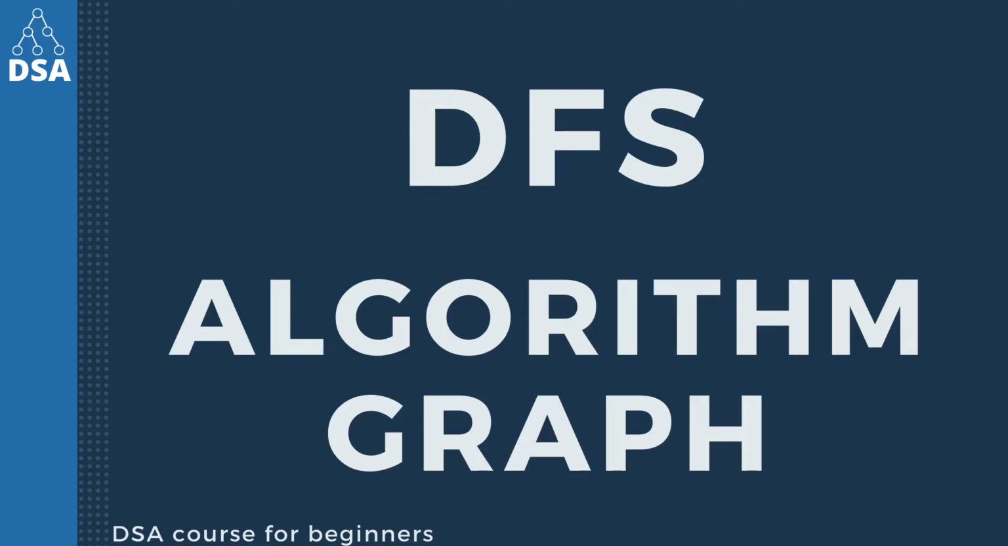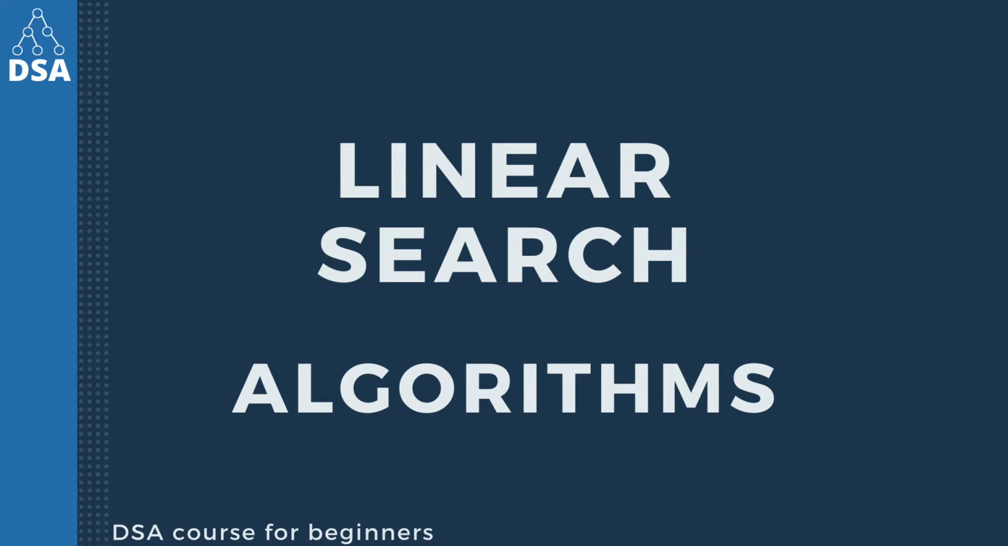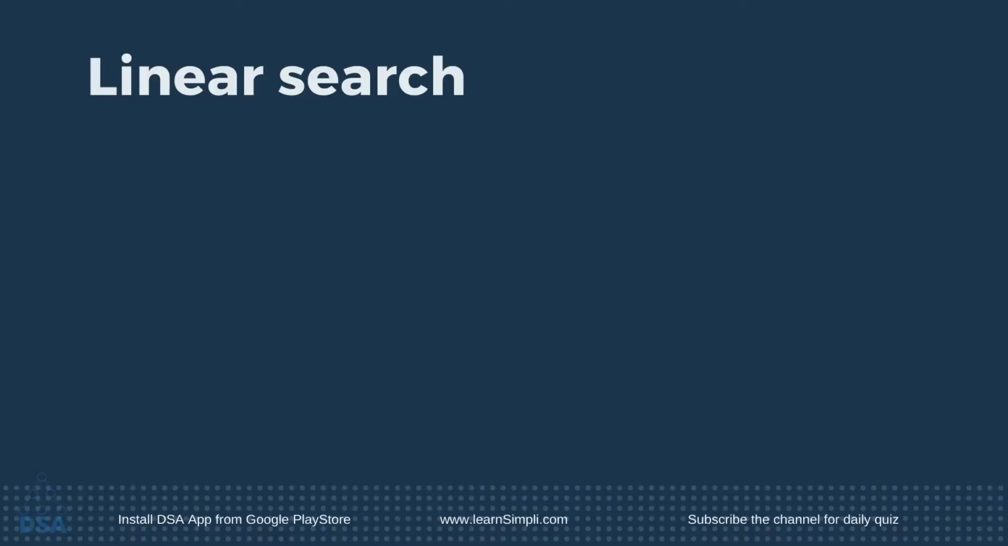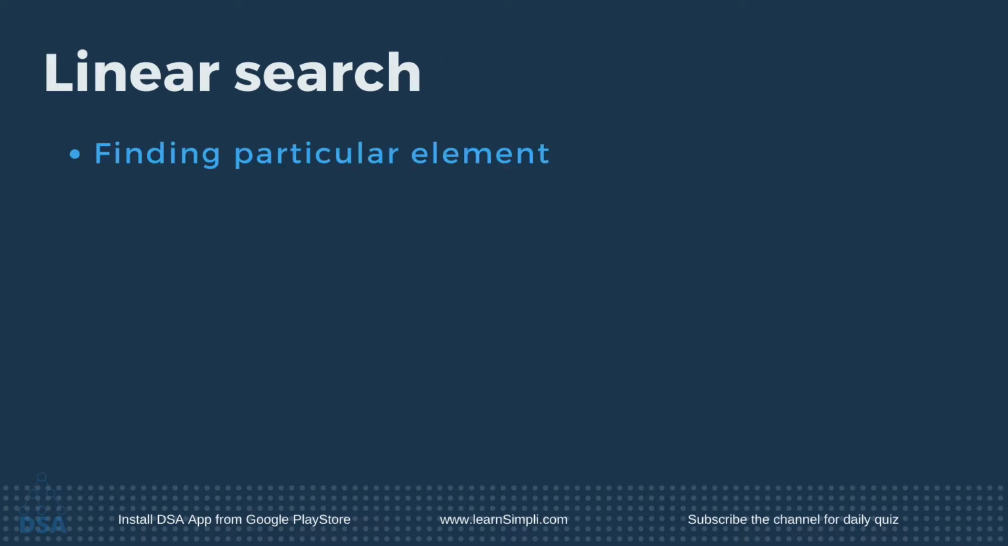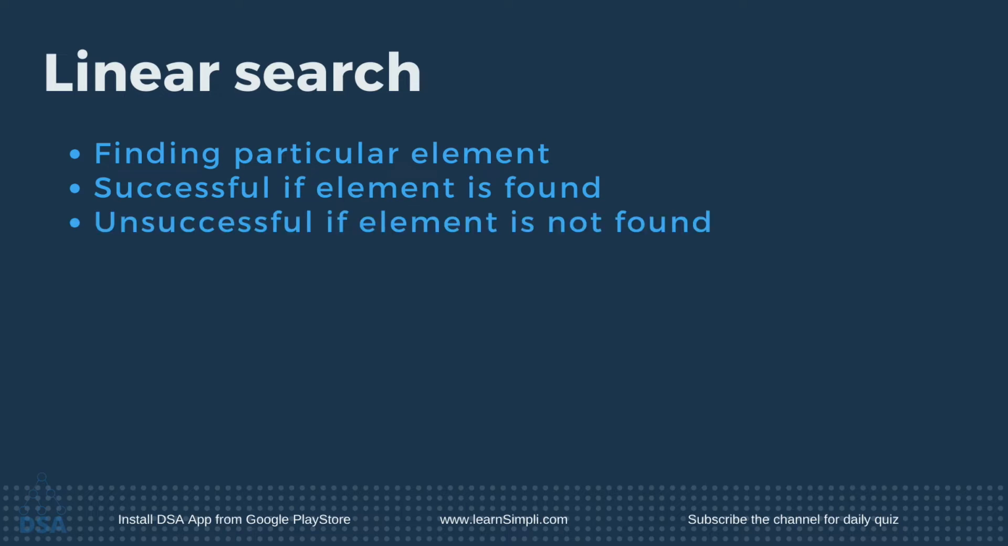In the last video, we learned about DFS graphs, and in this video, we are going to learn about the linear search algorithm. So let's begin by first understanding what searching is. It is the process of finding some particular element in the list. If the element is present in the list, then the process will be successful, else unsuccessful. If the process is successful, it returns the location of that element.